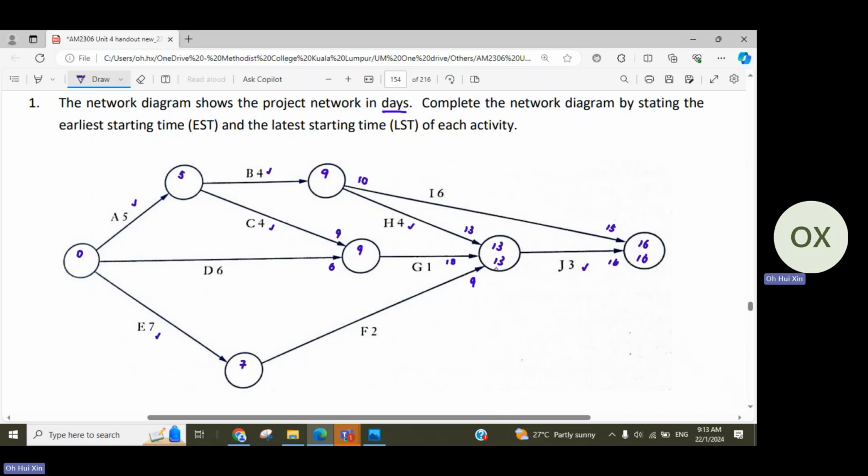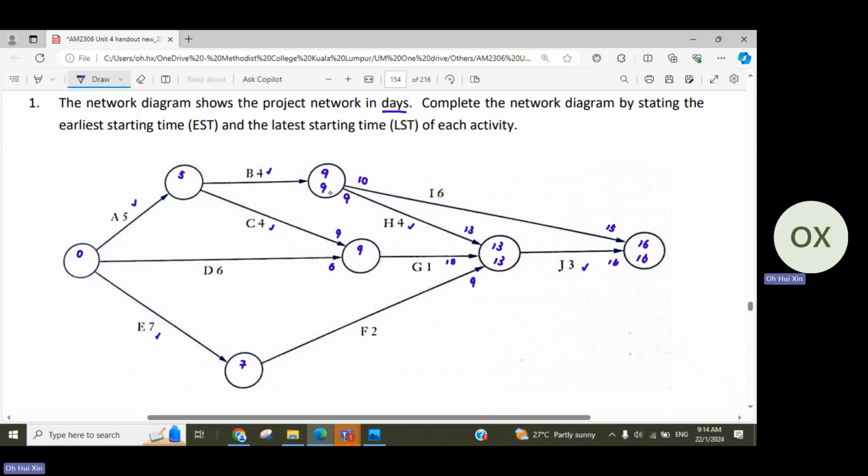Okay, so 13 minus 4, you get 9. Which means if the latest time that you must start J is 13, then I must make sure that H ends at 13. If I make sure H ends at 13, then I must make sure that it starts at 9. So you need to look at these two numbers. Going backward, choose the smaller number. So that's why 9.